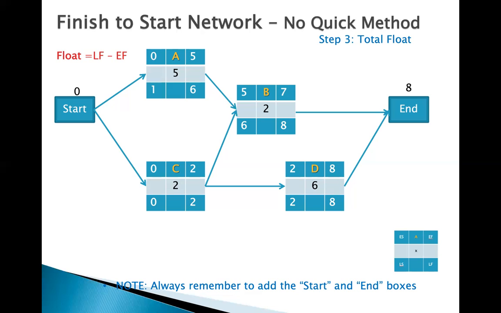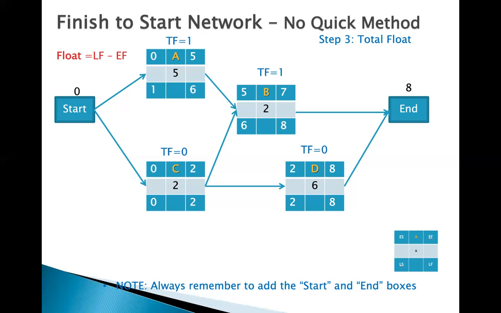What is the total float of activity C? It's late finish, which is 2, minus early finish, which is 2. So 2 minus 2 is 0. What is the float of activity D? It's 8 minus 8, 0. What is the float of activity B? 8 minus 7, which is 1. That's it. So the total float for activity A is 1, activity B is 1, activity C is 0, and activity D is 0.